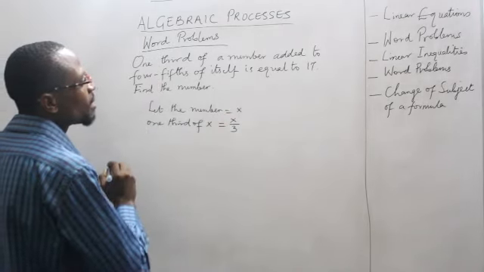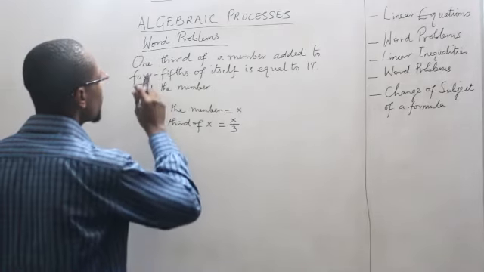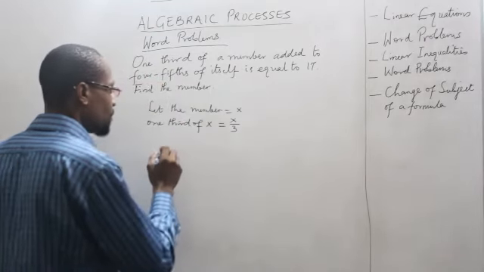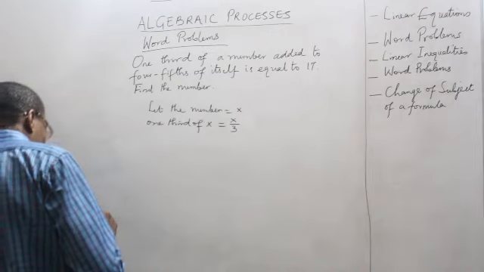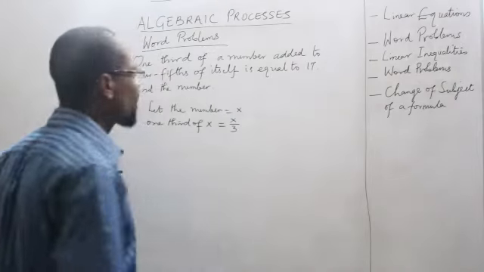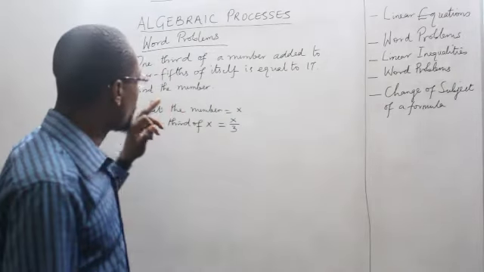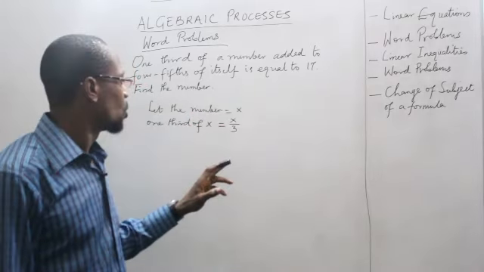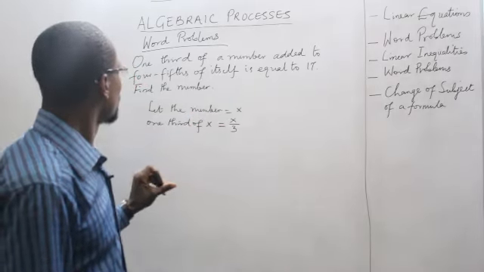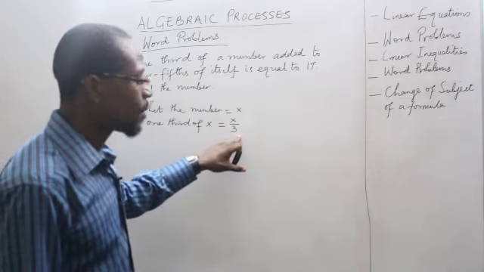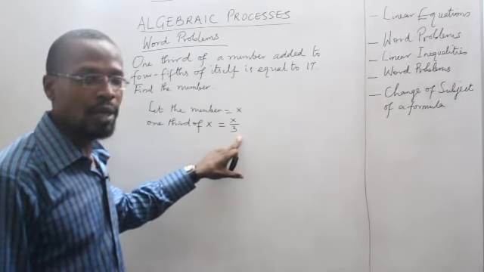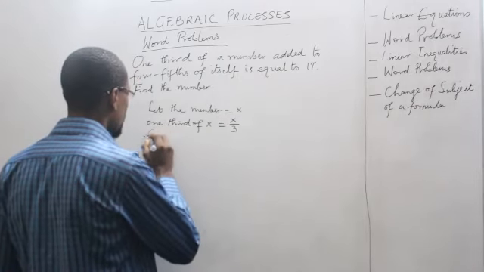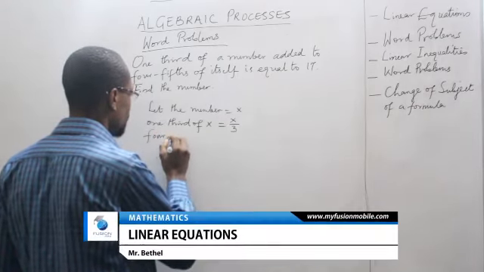What is the other statement there? It says 4/5 of itself. By the time we add 4/5 of that same number to 1/3 of the number, our result will be 17. Now, what is 4/5 of the number?